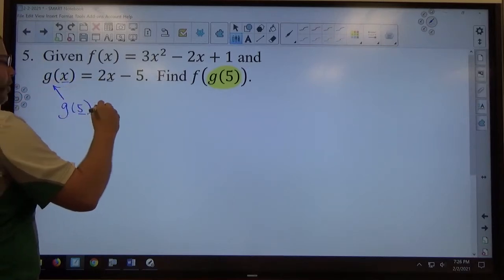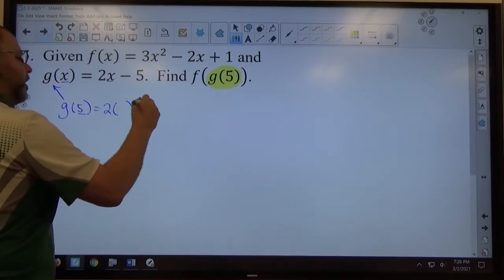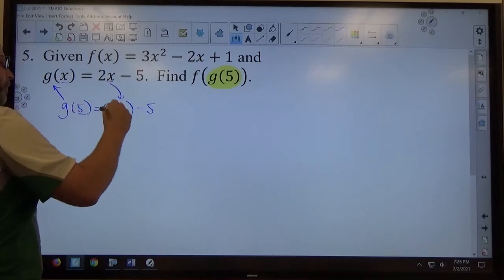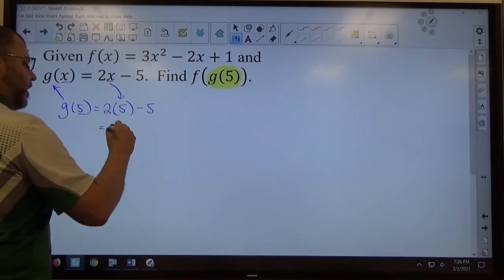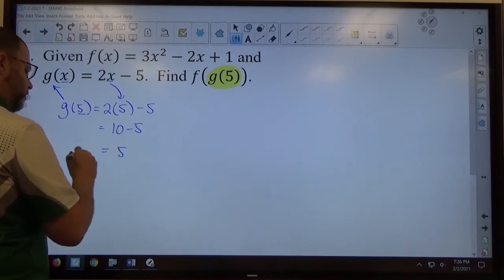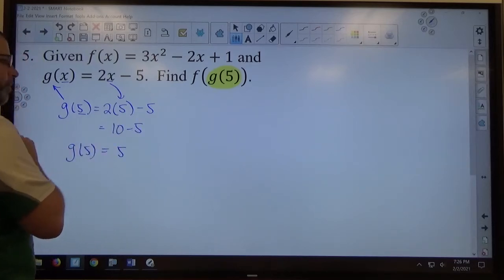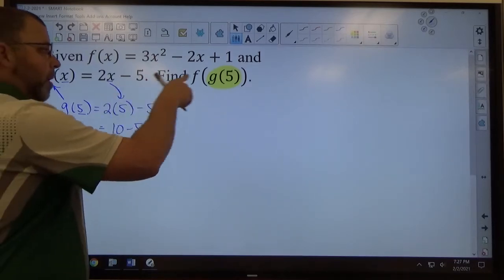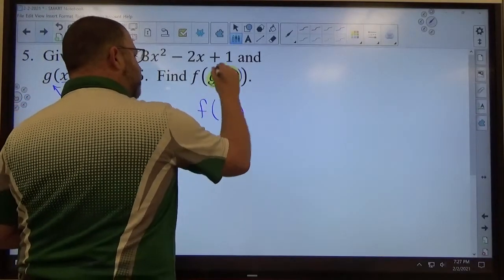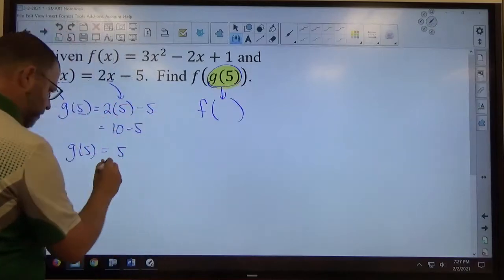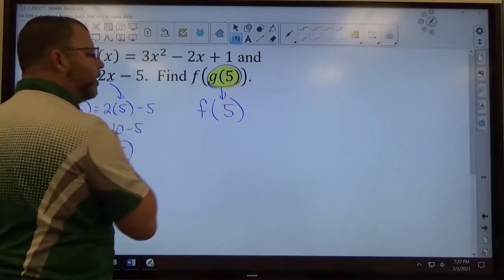So here's x, so 2 times x minus 5. Instead of x, we're going to put 5. We're going to work that out. 2 times 5 is 10, and 10 minus 5 is 5. So g of 5 equals 5. We come back over here where this problem is, and it says f of g of 5, but g of 5 happens to equal 5, so we're going to put 5 here.